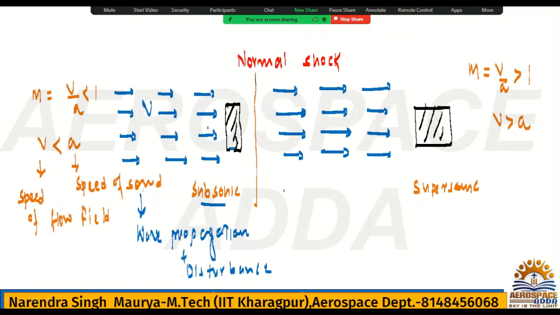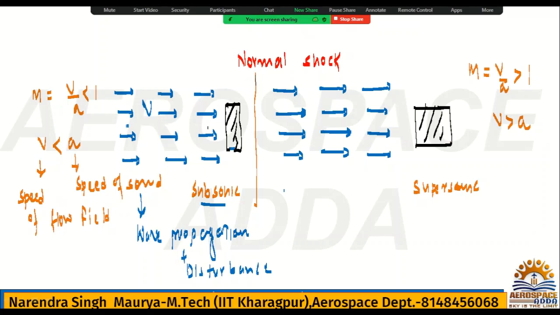If the speed of sound is higher compared to the flow field, it will go ahead of the flow field, and the speed of sound will go first and hit this object. Automatically it will tell, because behind the speed of sound is the flow field, it will tell the flow field that something is there in the flow field. So the flow field will try to change direction.